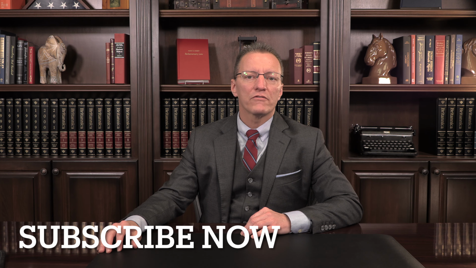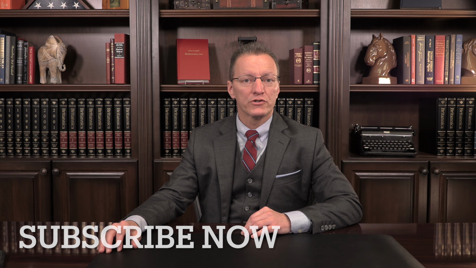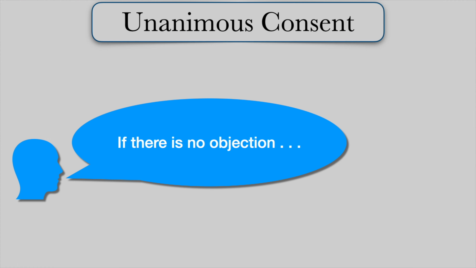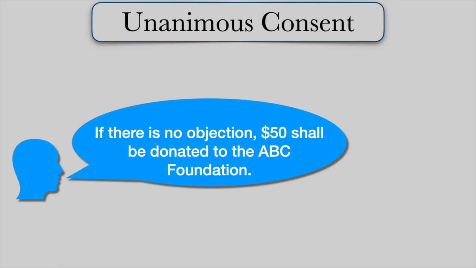In this video, we're going to cover a time-saving mechanism in parliamentary law known as unanimous consent. This is when the chair says, if there is no objection, the chair then states what will happen if there's no objection. For example, the chair might say, if there's no objection, $50 shall be donated to the ABC Foundation.